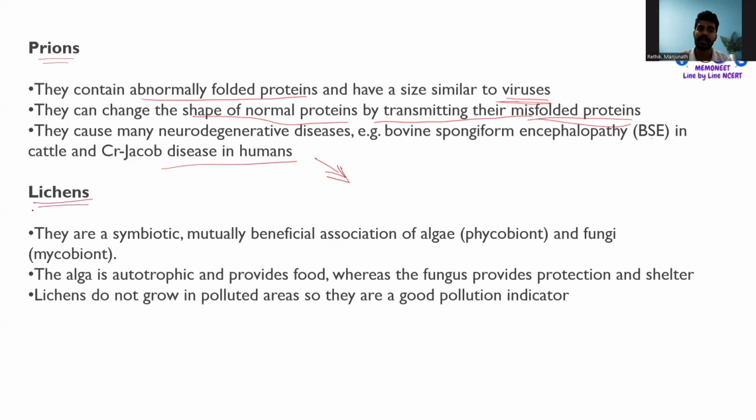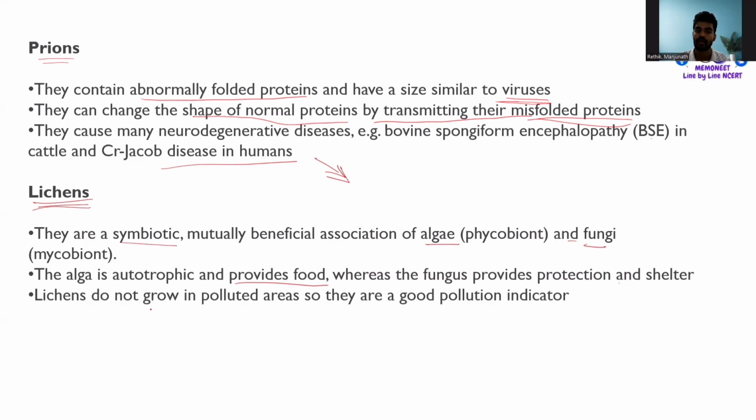The last one is lichens. Lichens are symbiotic in nature, so they are helpful. They follow symbiosis, a mutual benefit association of algae and fungi. Algae are autotrophic and provide food to the fungi, whereas in return, the fungus provides protection to the algae and gives shelter to it.